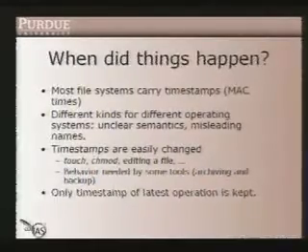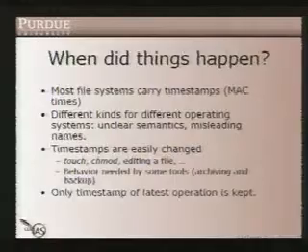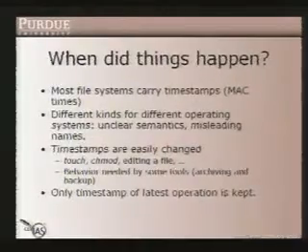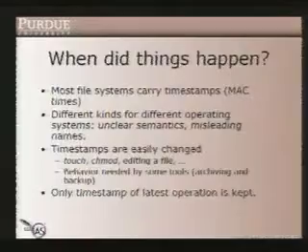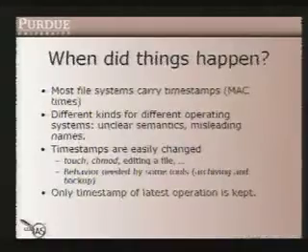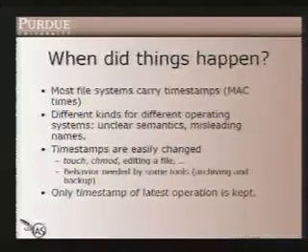Plus, we have misleading names of the timestamps. Sometimes the C part of the MAC time is called a create time, but in essence, it's really a change time. It is updated when the metadata of the file actually changes, which initially is the creation time. But if you do things like change permissions on the file, then that change time is updated also.